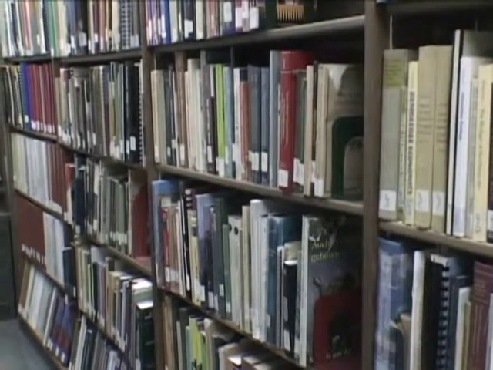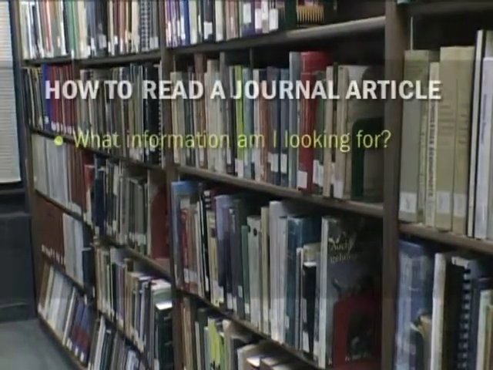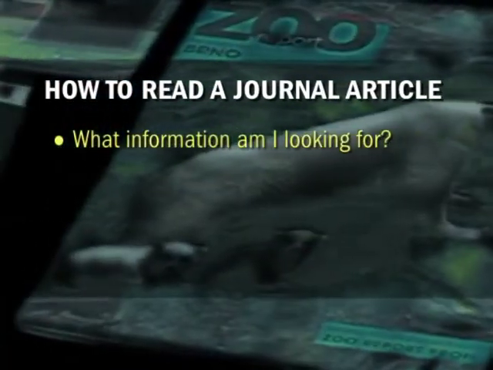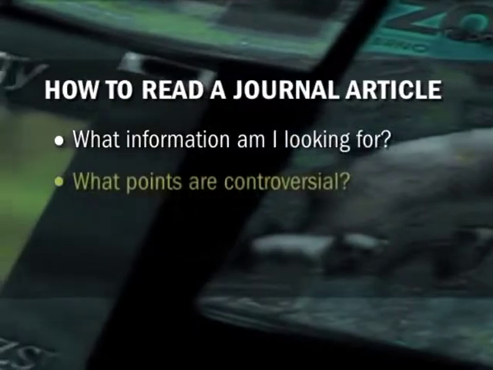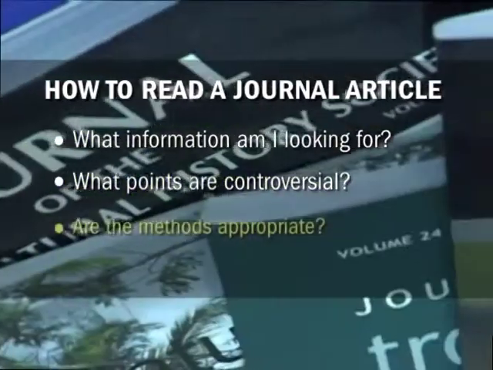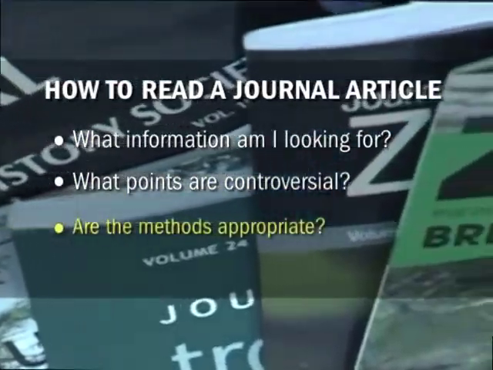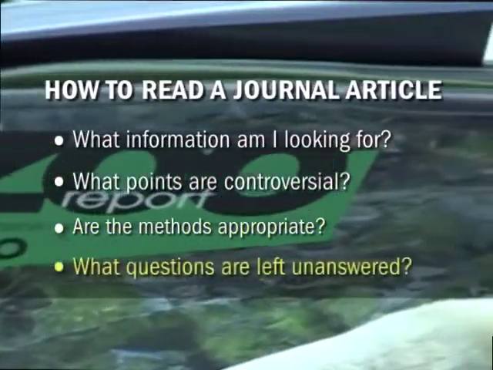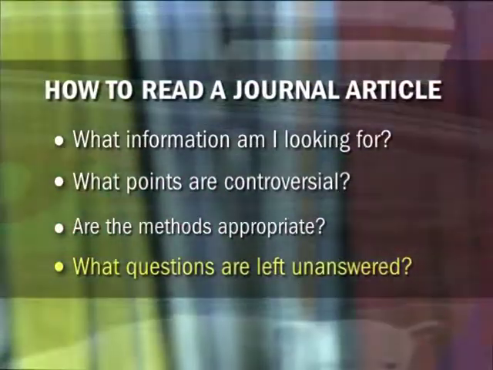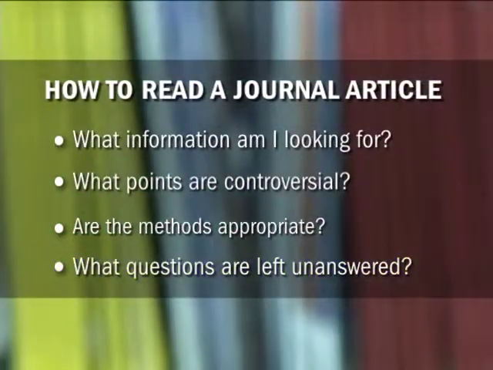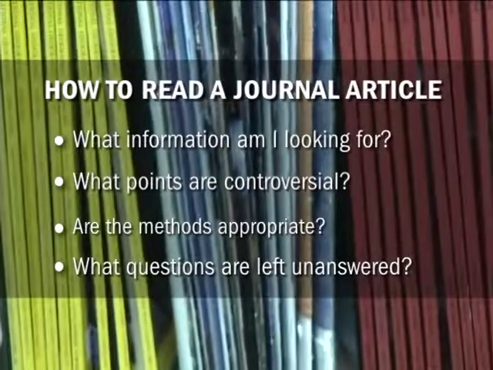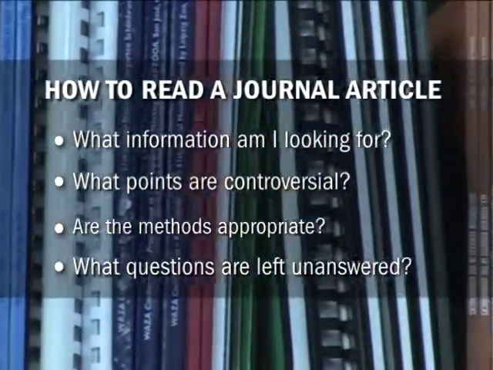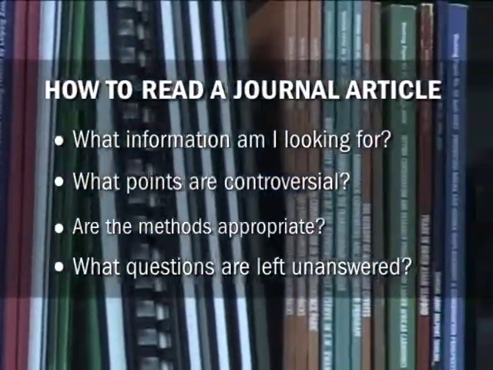To get the most out of a journal article, break it down into major ideas and organize those ideas into an outline. Ask yourself questions like, what information am I looking for that relates to my topic? What points are controversial? Do the research methods provide the appropriate kind of information for answering the research question? And what questions are left unanswered by this study? As you do so, you will start to develop a critical eye for the level of detail and clarity required of thorough research, and you'll be able to distinguish between well-designed studies and sloppy research.